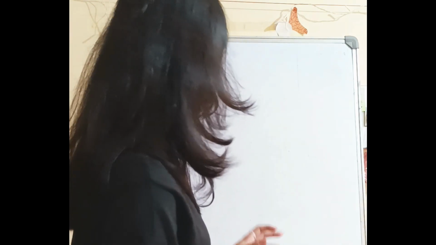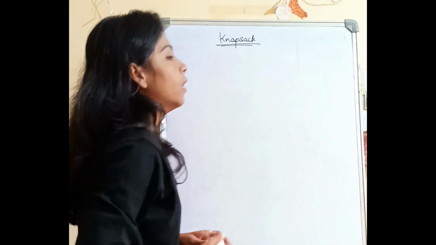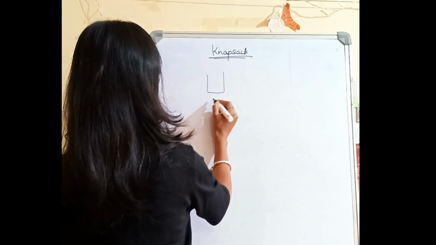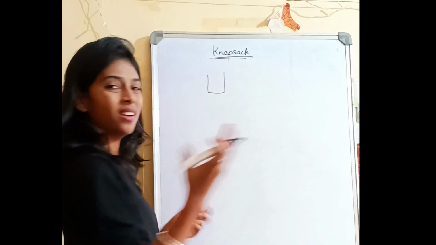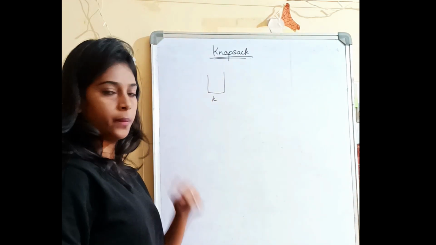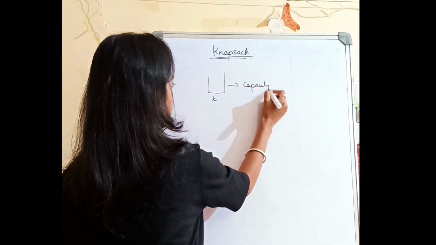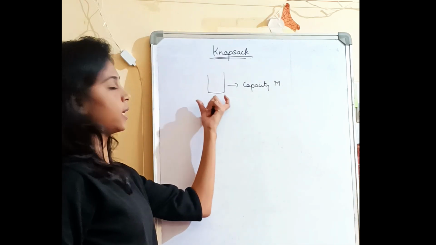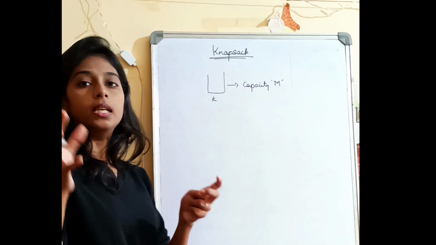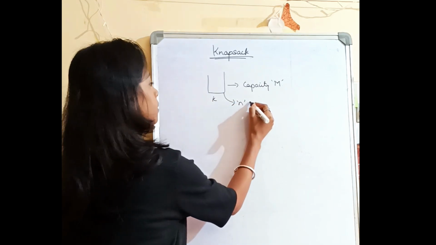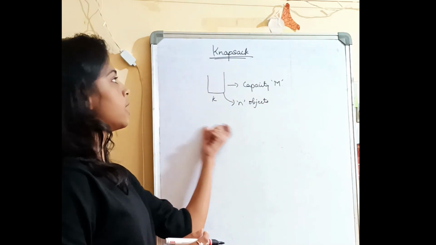Okay, let's start with the concept, that is knapsack. So what is this knapsack? Let us first know what it is. You can imagine you have a container. This may be a bag or a container, but anything. This is known as a knapsack. This knapsack has capacity M. We can insert n number of objects into this knapsack.